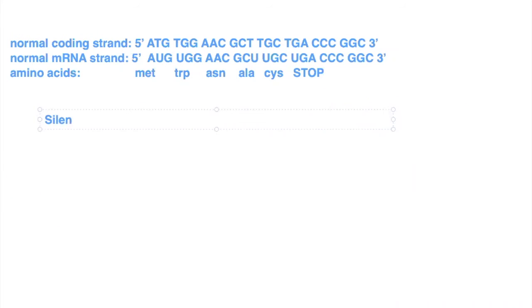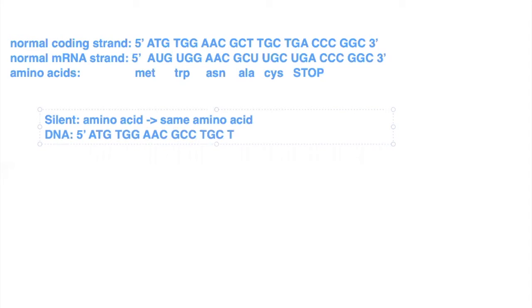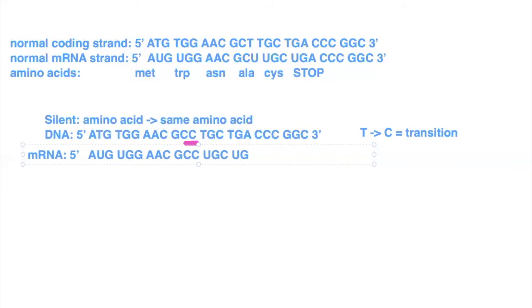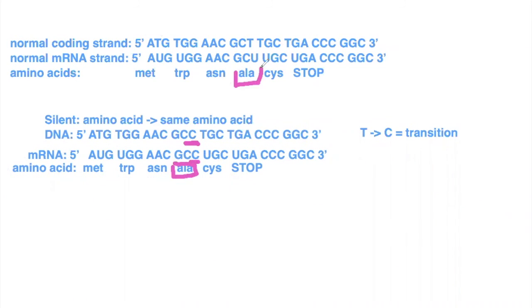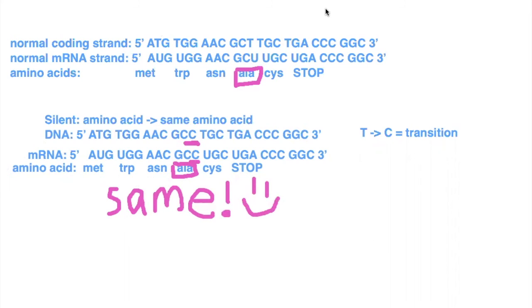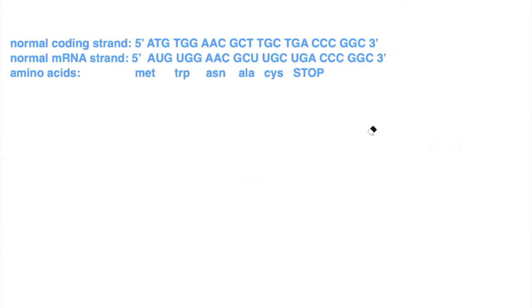Another type of mutation is a silent mutation. This mutation is least problematic. A nucleic acid is changed, but the codon ends up coding for the exact same amino acid. For example, if the DNA coding strand was this, where the T is changed to a C, which is a transition, the translated mRNA would be this, and the sequence of amino acids would be this. The amino acid sequence is the exact same as the original because GCC and GCU both code for ALA. This point mutation causes the least amount of problems, and usually it is not known when this happens, which is why it's called a silent mutation.